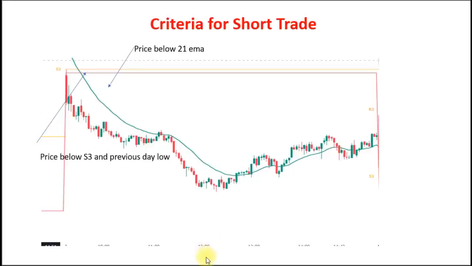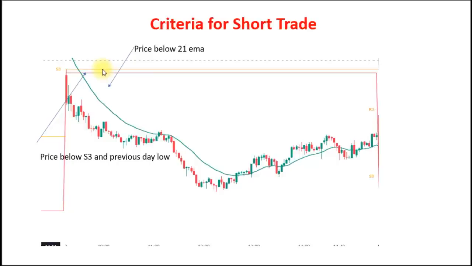This is the example for the short trade. When you see here, price is below the 21 days moving average. This green moving average is the 21 days moving average. Also, price is below the previous day low. The red horizontal line is the previous day low and the yellow line is the S3.